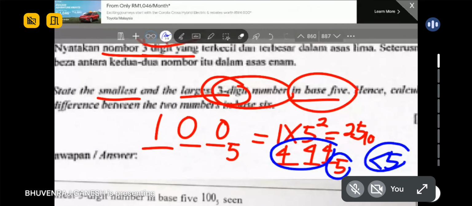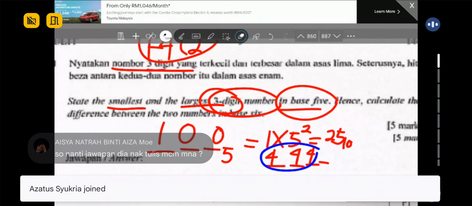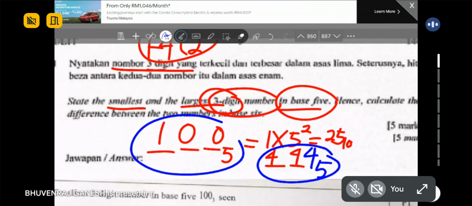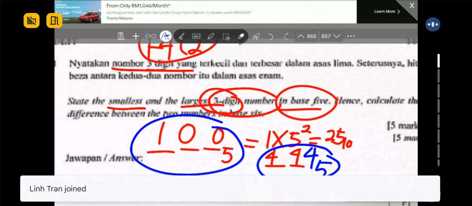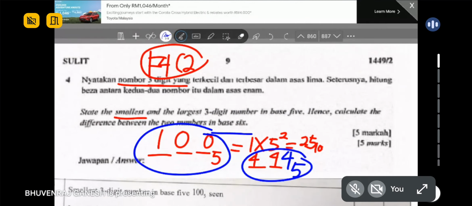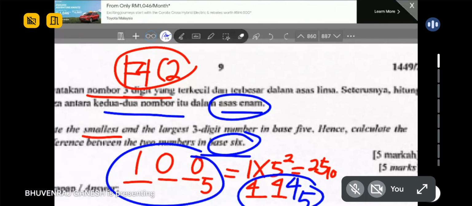Okay. So now, the question asks you to find the difference of the numbers. Okay, kamu kena macam ni lah. Kamu kena tulis macam ni. 444 base 5 and 100 base 5. Okay, this is the first part. And then the second part, the question asks to find the difference guys. Kamu kena cari beza. Difference of the two numbers in base 6. Dia nak beza dalam asas 6. Okay, so how? Macam mana? You guys must think and see lah. If base 6, you guys need to convert lah. Kamu kena buat penukaran sikit.